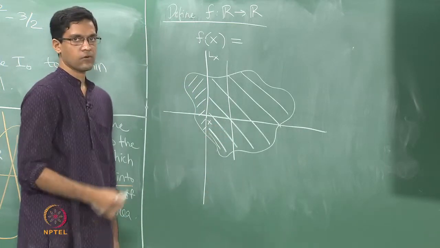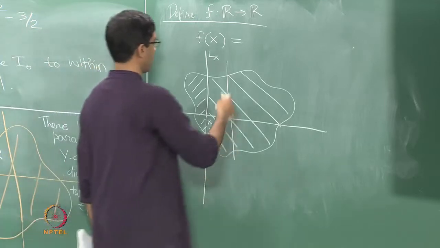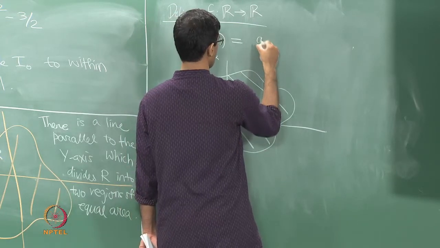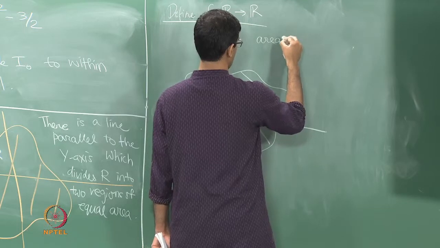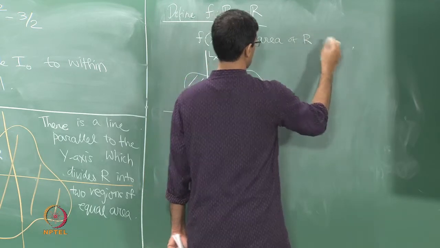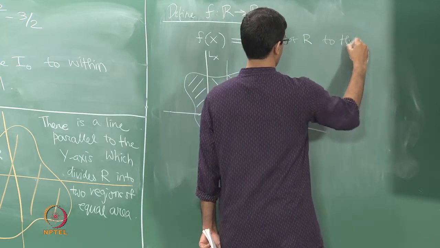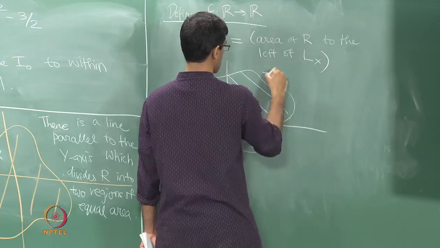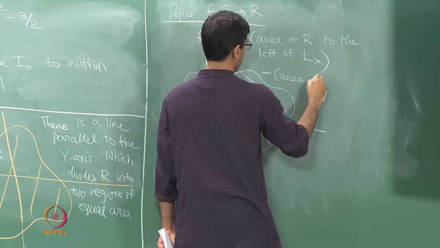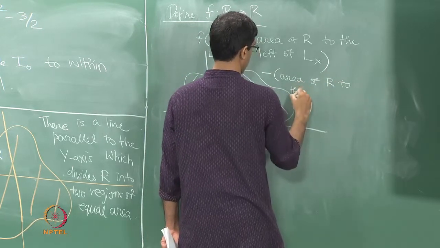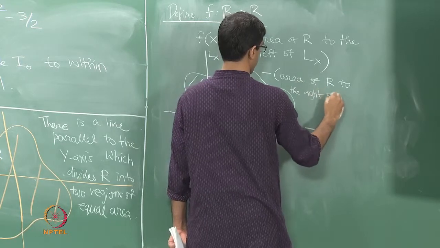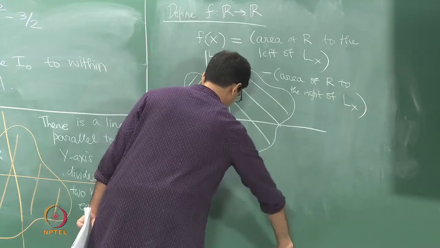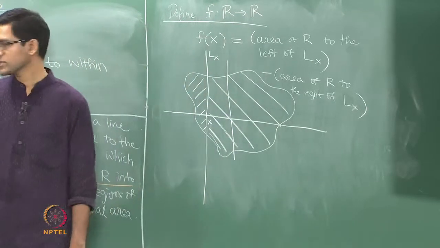Okay, so let's keep track of what proportion it divides the given region R into, or the difference in the two pieces. So f of x is just the area of the region R that lies to the left of this line, minus the area that lies to the right of this line Lx.